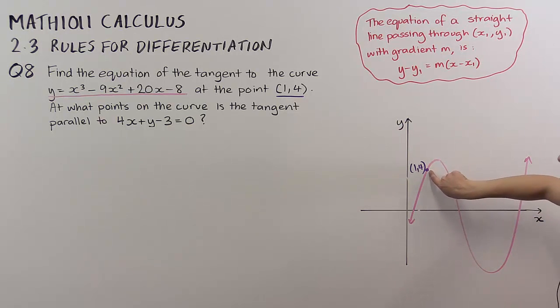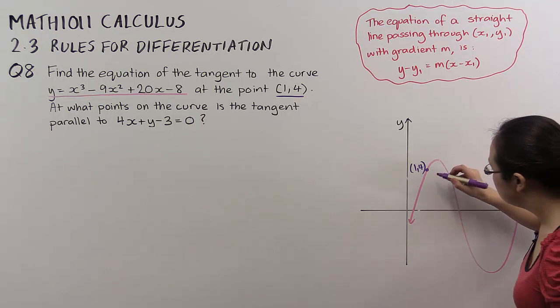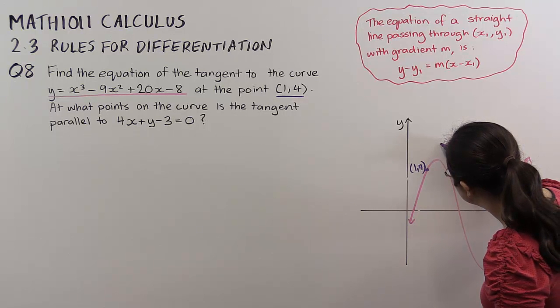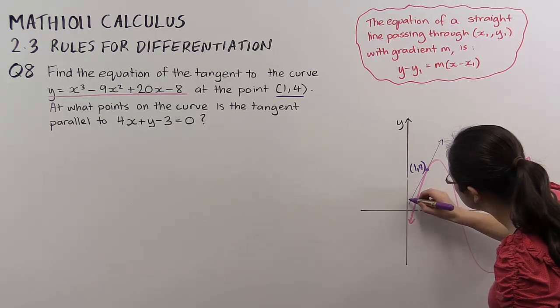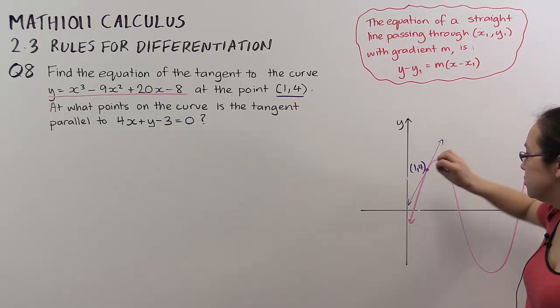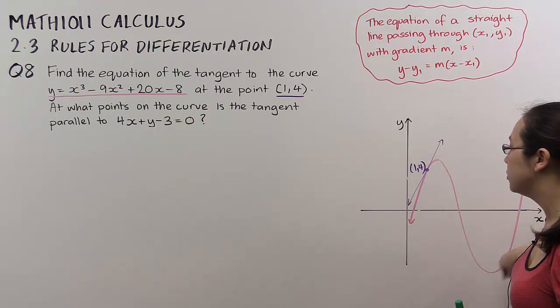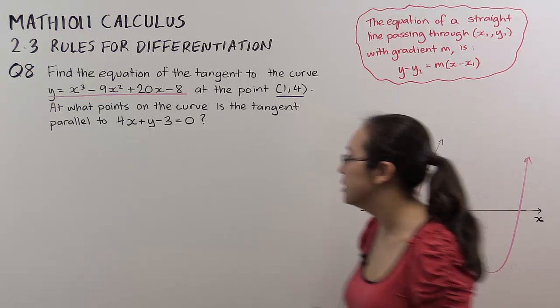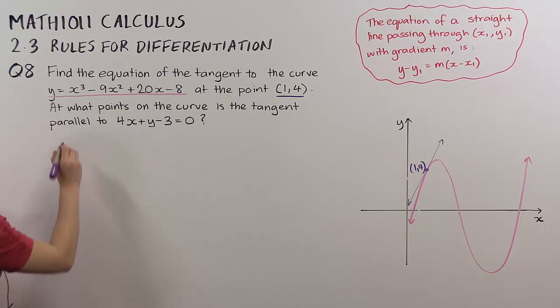1, 4 is a point on that curve. I want to find the equation of the tangent. So there's a line here. And I want the equation of that tangent line. If I zoom in close enough, then this curve will look like a straight line, that tangent line, and I want to know the equation of that tangent line. The first thing I do need to do is find the gradient or the slope of the tangent line.